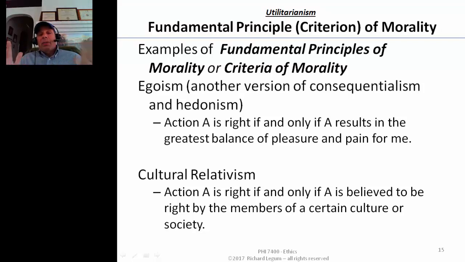And remember, when we apply principles of morality, don't go by the name egoism, don't go by cultural relativism, or the name of any theory that we're talking about. What we want to do is look at the criterion of morality that we formulated and test that against our intuitions, our understanding of actions that are clearly right and wrong, to see if these principles are adequate.